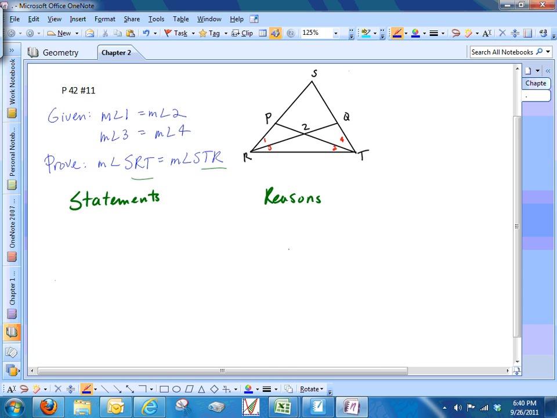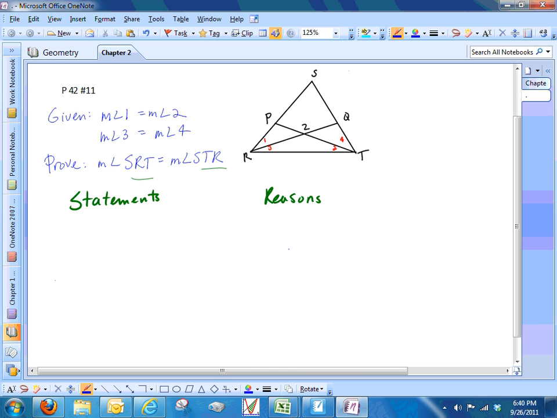Okay, so in preparation for the homework quiz tomorrow, I've chosen to do a proof on page 42 of your textbook. This is number 11, and this is actually not a partial proof. You have to do this proof from scratch. You will have a partial proof for your quiz, but I think this will be helpful to view.